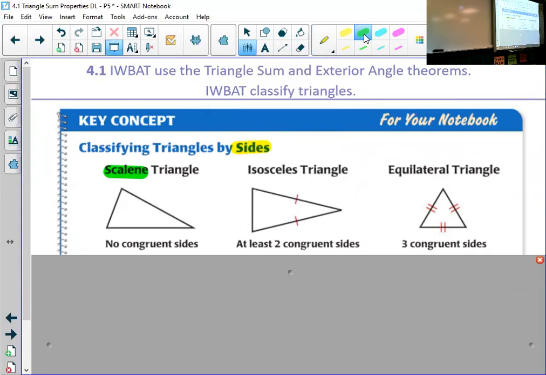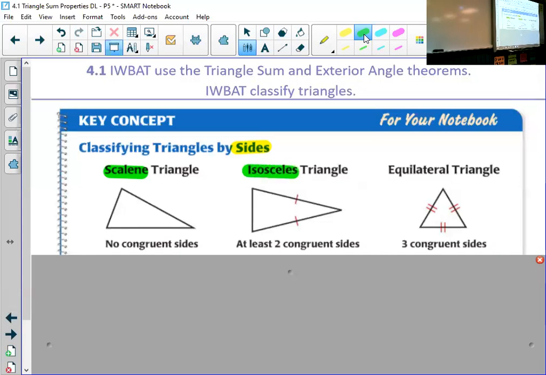And so we notice there aren't any little tick marks. So nothing is the same. Sometimes they will do it with tick marks. And if there aren't any tick marks, then you know that they're not the same length. Sometimes they will just give you numbers representing the lengths of the sides. And if they're all different, then you know it's scalene.